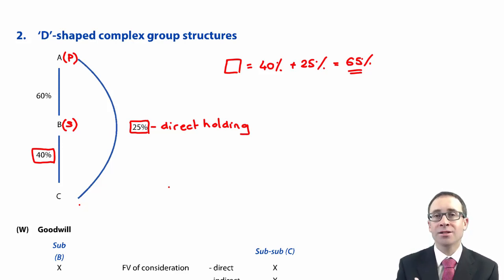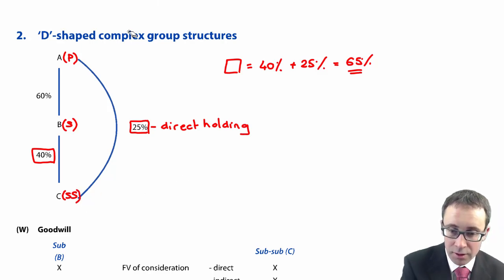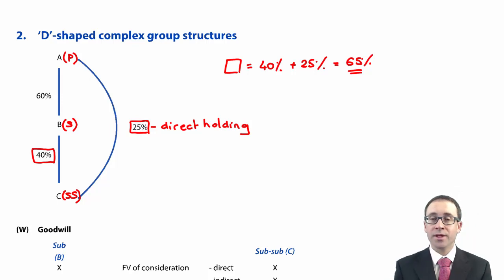Now, if that's the case, you have the power to direct the activities of C because you have enough voting power to be able to pass an ordinary resolution. If you can pass an ordinary resolution, then you can appoint the directors in C. And if you're appointing the directors, you can tell them how to act. So therefore, C becomes a sub-subsidiary, and you have a D-shaped complex group structure. Everybody happy with that?